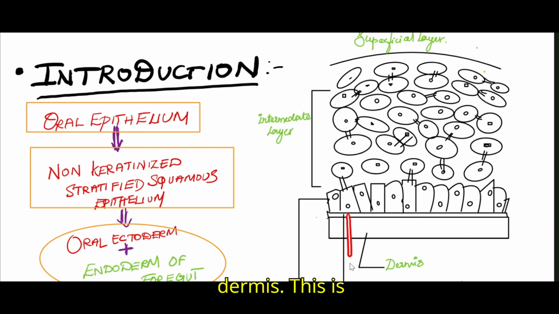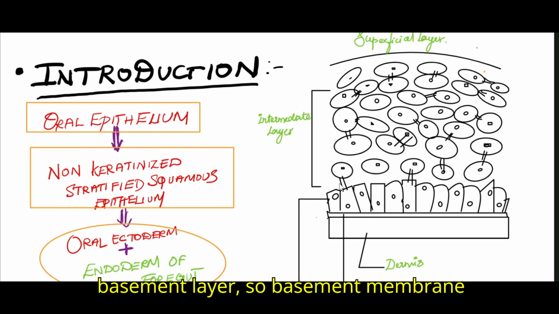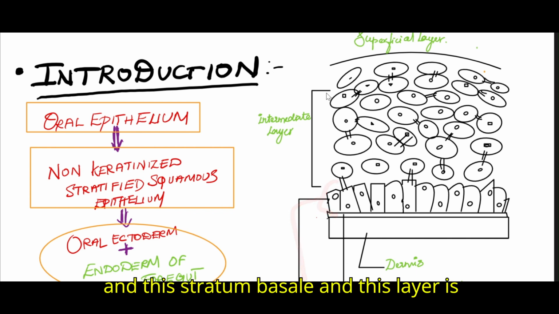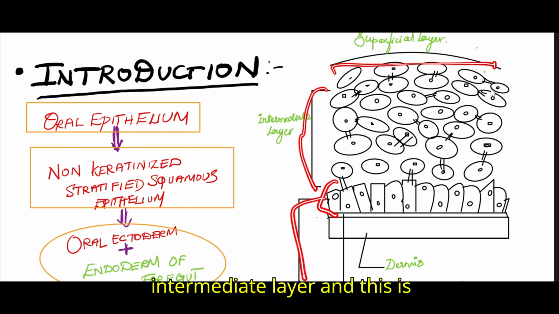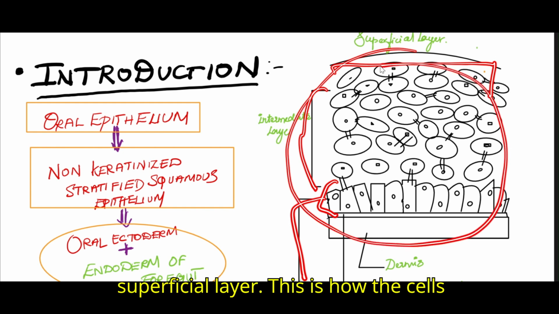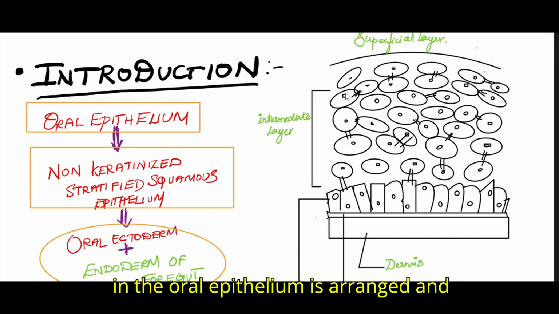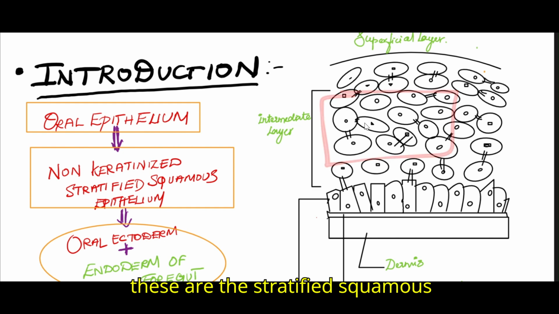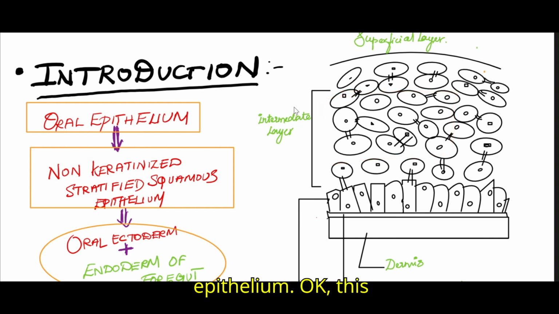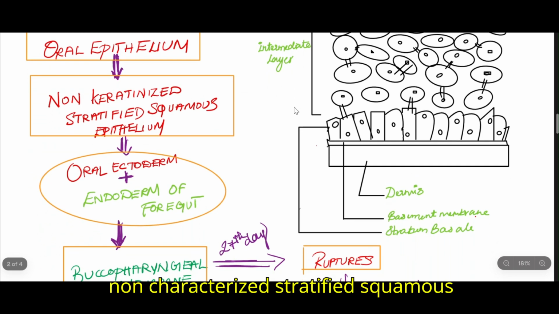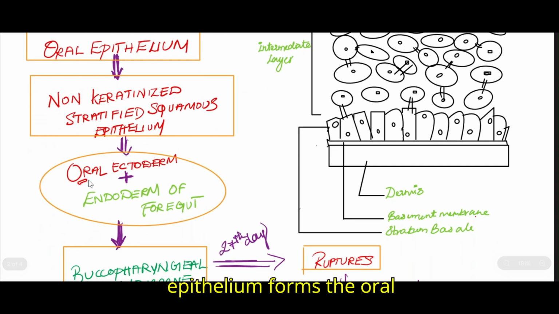This layer is dermis, this is the basement membrane, and this is stratum basale, and this layer is the intermediate layer, and this is the superficial layer. This is how the cells in the oral epithelium are arranged, and these are the stratified squamous epithelium. This non-keratinized stratified squamous epithelium forms the oral ectoderm.